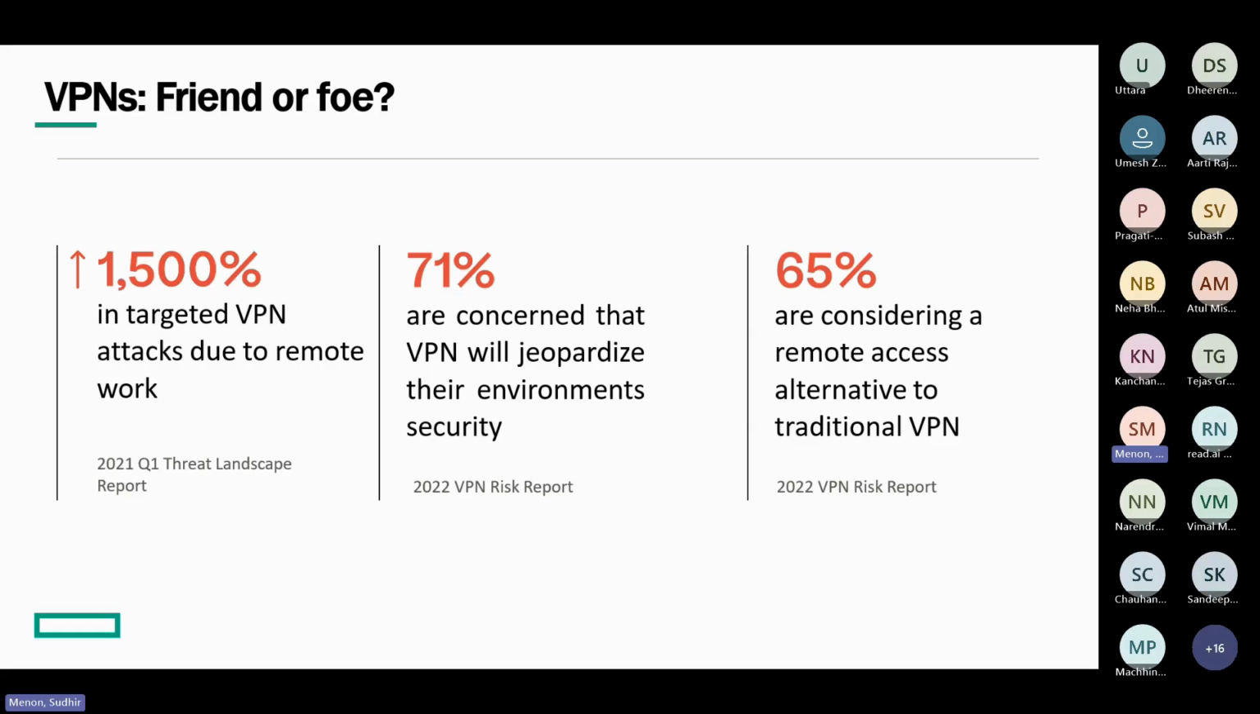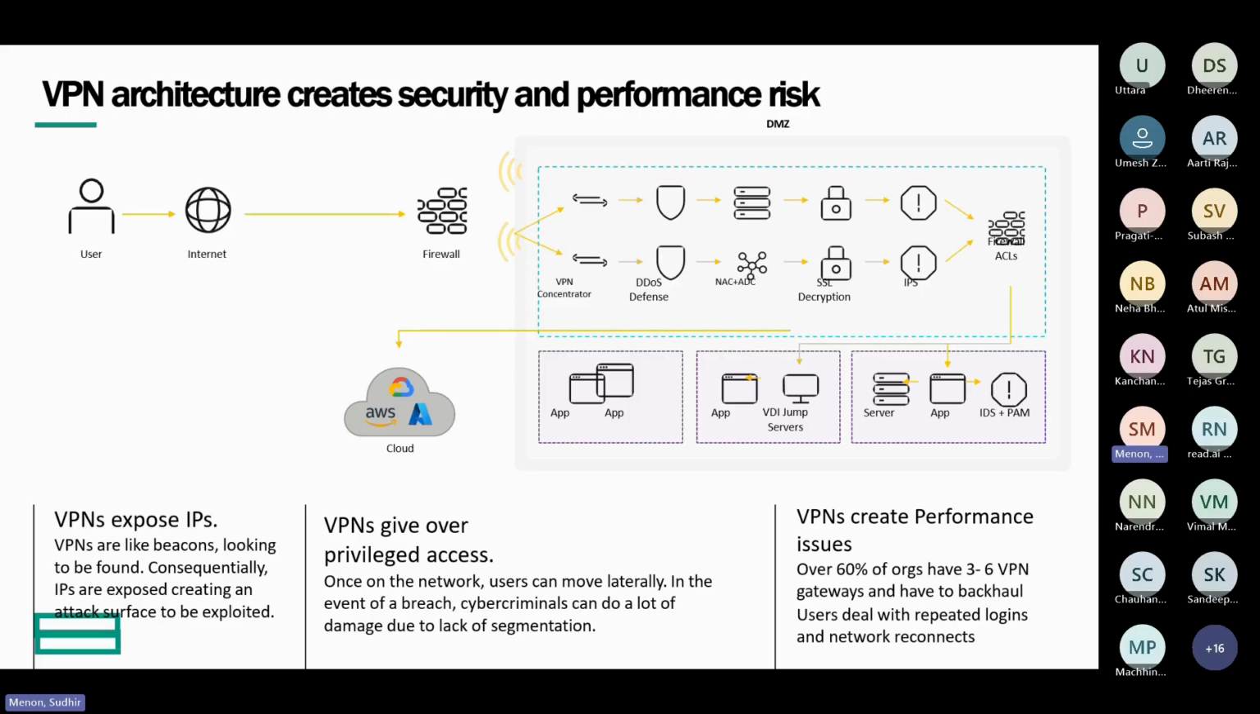65% of the organizations are considering alternatives to VPN. I think one of the interim approaches was to use VDIs, but nevertheless, VDIs came up with their own flaws of heavy infrastructure, heavy investment, etc. So there is where VPN was seen as a typical bottleneck.